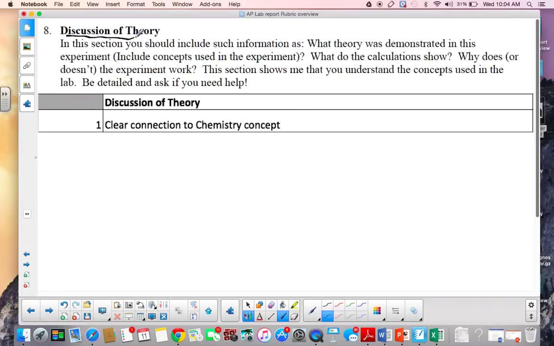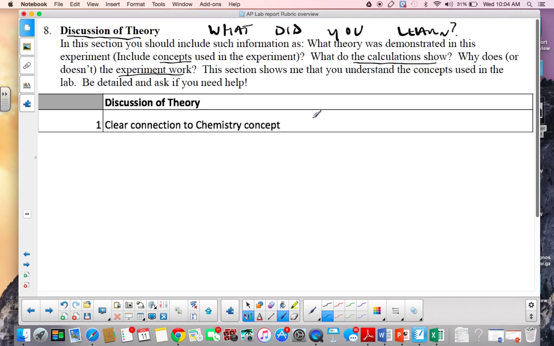Next one, discussion of theory. This is basically what did you learn? Every lab that we do connects back to a big idea in chemistry. So in this section, you're telling me what you learned. What is the concept? What did the calculations show you, and how do the calculations connect to the concept?